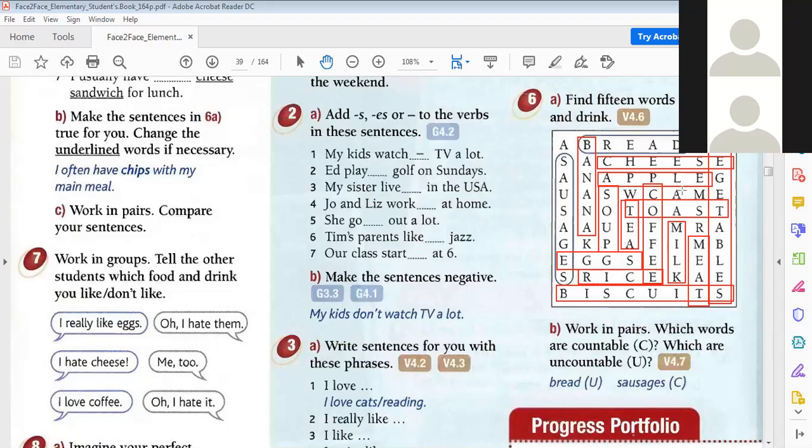Of course, there are some exceptions with countable and uncountable, depending on the situation. We talked about coffee, tea, juice. If you're in a restaurant or a cafe, you can use them like countable.